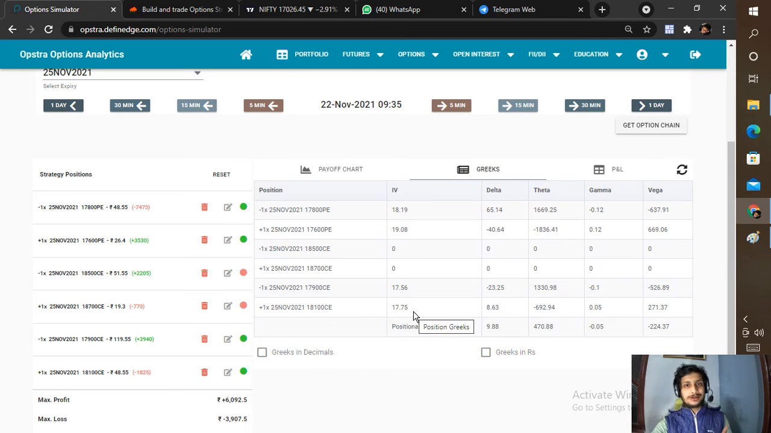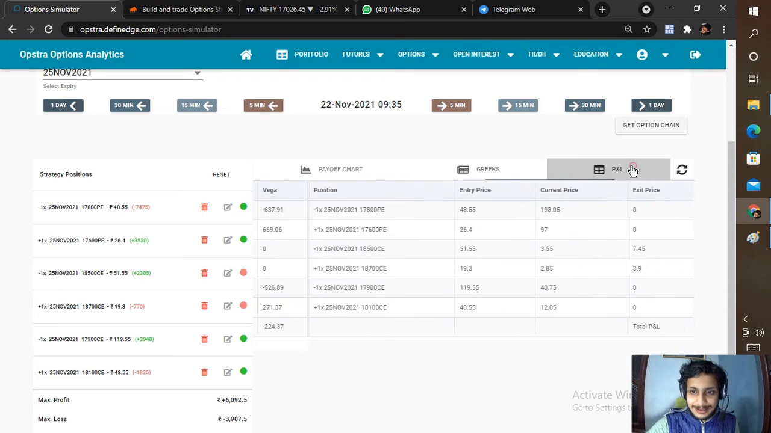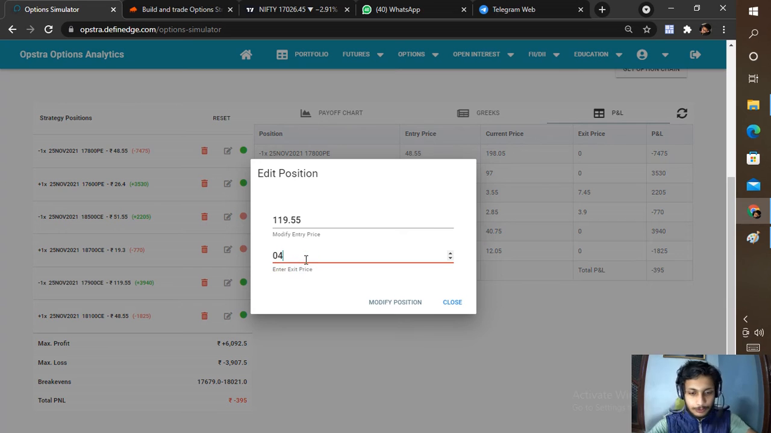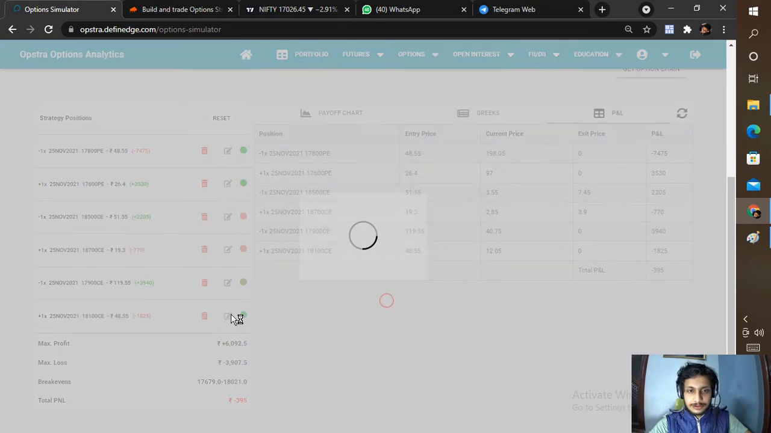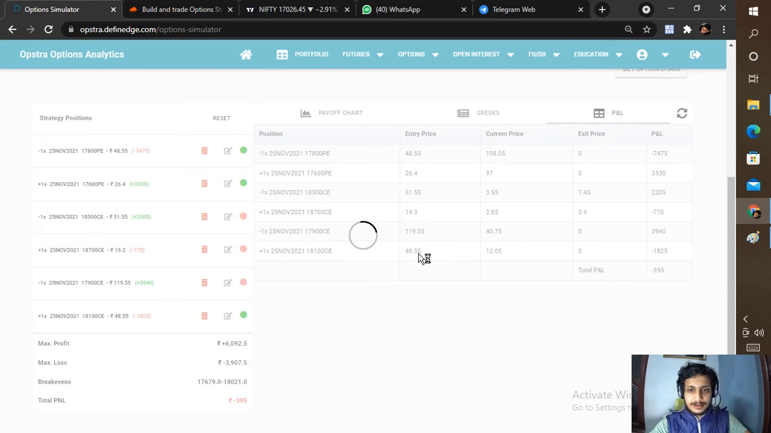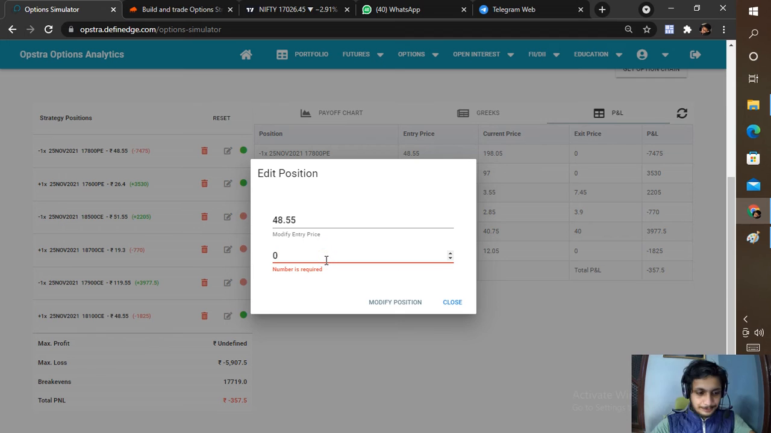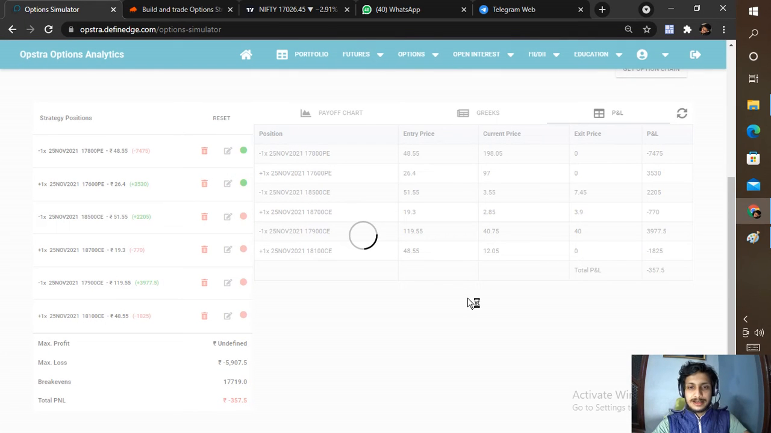Then we will speak about how to adjust the iron fly. So let's move to the PNL and let's book profits. This one we sold at 119.5, and we will book at 40 rupees. So we have booked profits here at 40 rupees, and this one we bought at 48.05, and we will book profits at 12.05. I'm so sorry. I have modified this position as well.